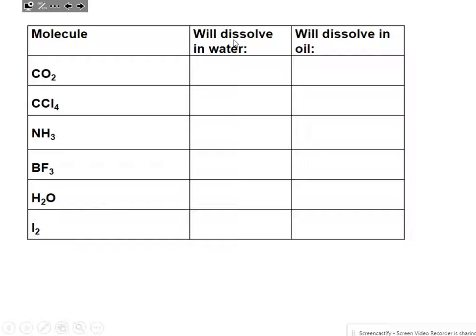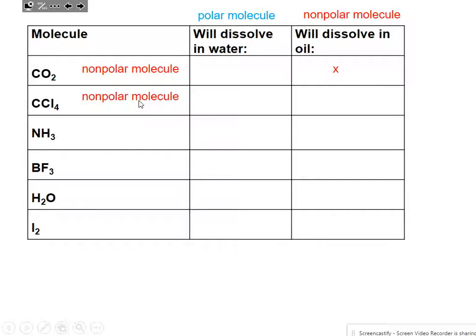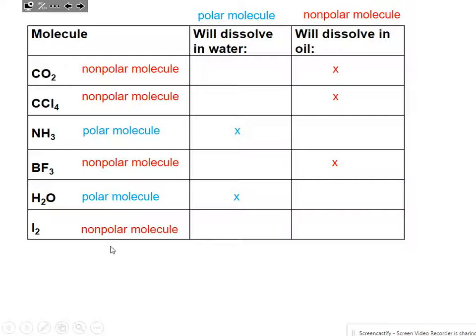So will it dissolve in water? Well, what I have to know is that water is polar, oil is nonpolar. So if I have CO2, which is a nonpolar molecule, it's going to dissolve in oil, like dissolves like. CCl4 is a nonpolar molecule. It's going to dissolve in oil. NH3, polar molecule, going to dissolve in water. BF3, nonpolar molecule, dissolves in oil. H2O, polar, dissolves in a polar molecule like water, right? Like dissolves like. I2 is nonpolar. It's going to dissolve in oil. So this concludes our note.